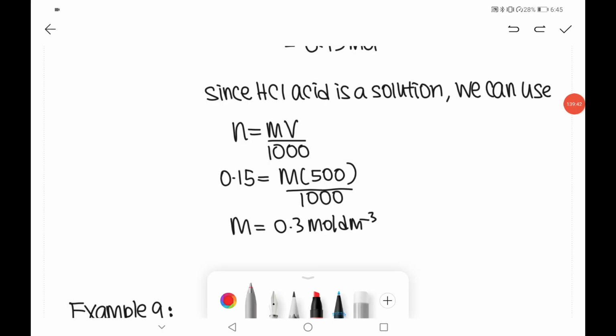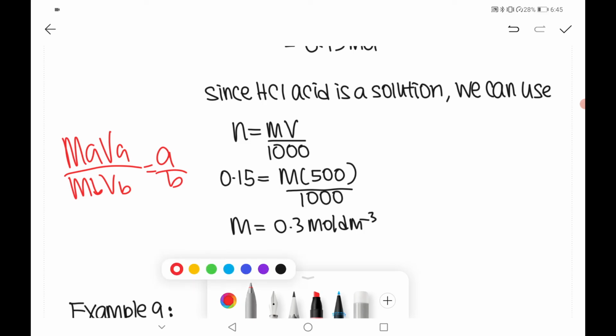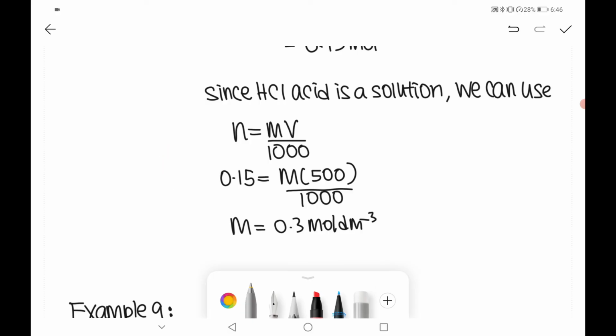Okay, so what I'm trying to tell you is what this question, it is a neutralization. This is a neutralization reaction, but for this question we cannot use MA, VA, MB, VB equal to A over B, because there are too many unknown. We don't know MA, we don't know MB, we don't know VB. There are too many things that we don't know. So we cannot use the formula. I hope that you know that. You don't think every time when it is neutralization, then you confirm can use MAVA, MB, VB equal to A over B. Not necessary. Depends on the question. Okay, so let's move on.